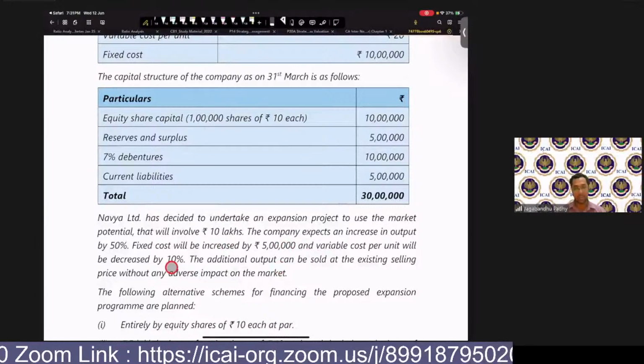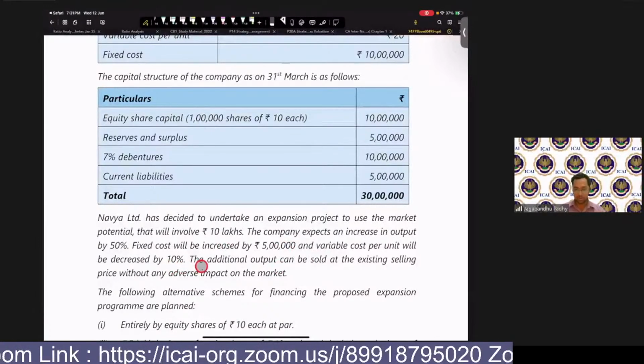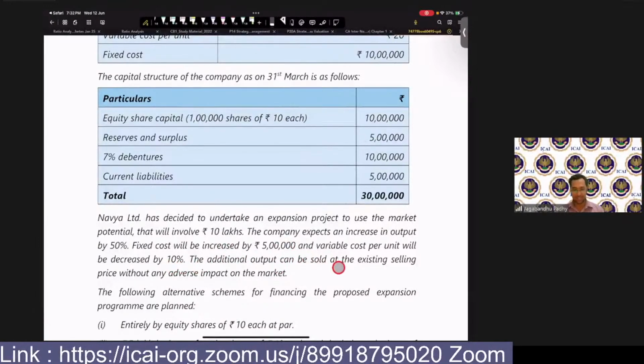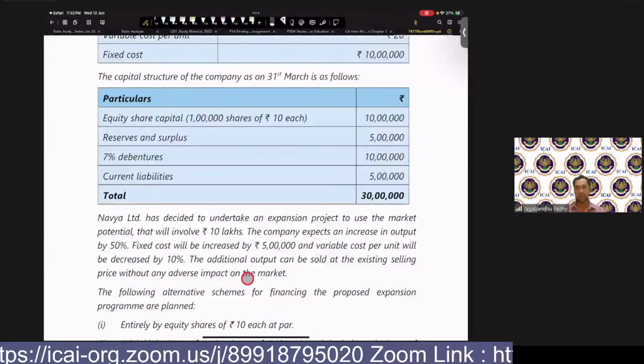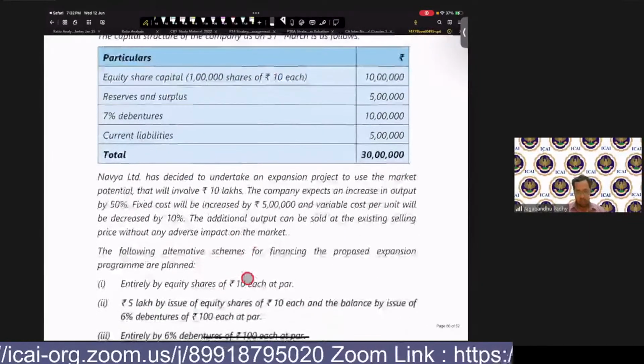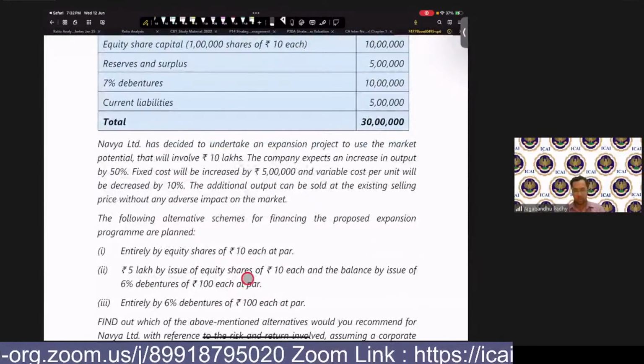Labor cost will be increasing by 10%. Traditional output can be sold at the existing selling price without any adverse impact on the market. The following alternative schemes for financing have been considered.